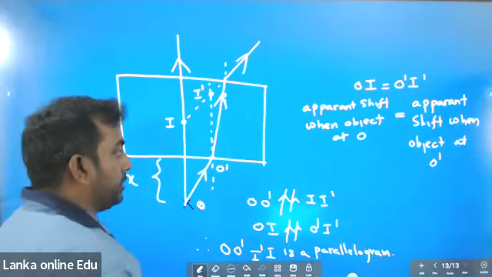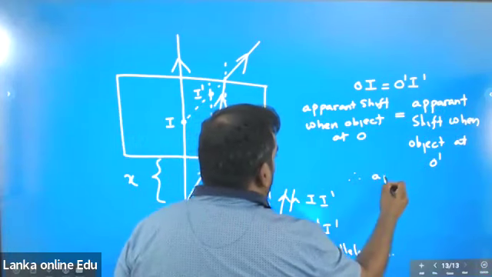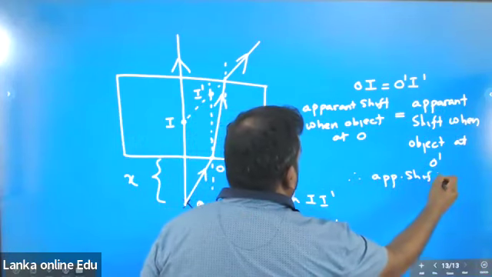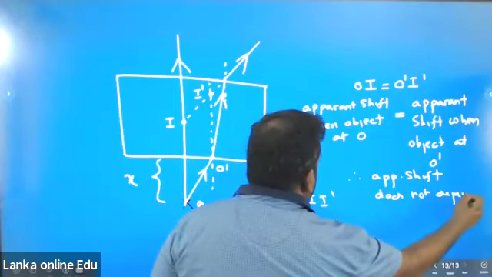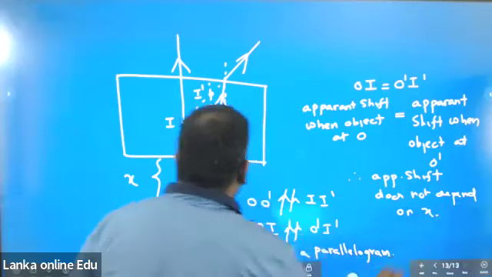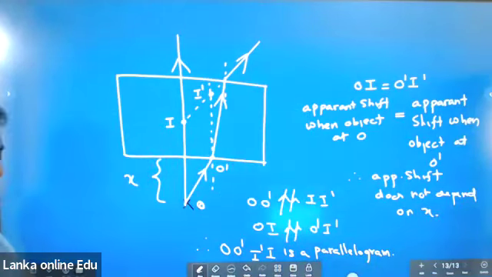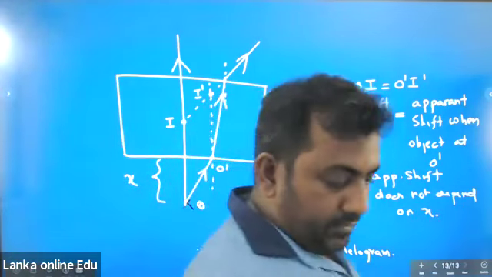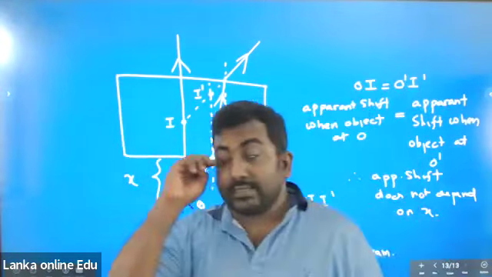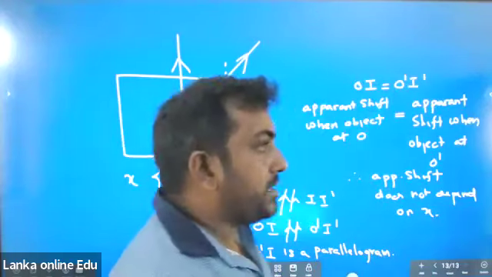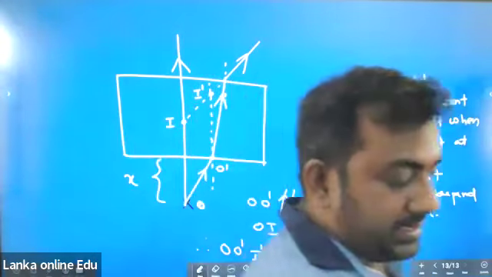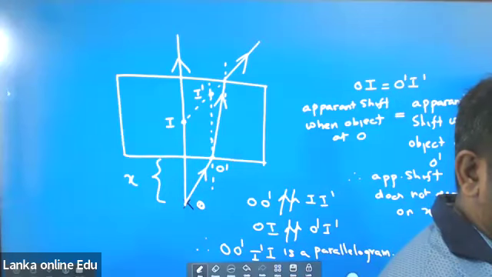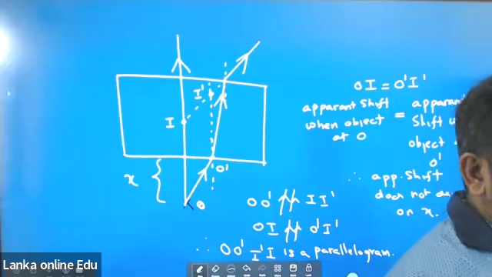So what can you conclude? Therefore, the apparent shift does not depend on x, how far it is from the medium. We can show that the apparent shift is independent of the distance x.